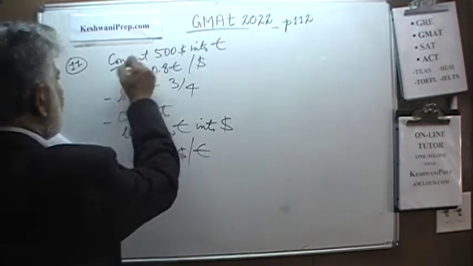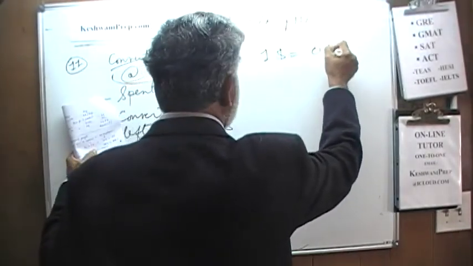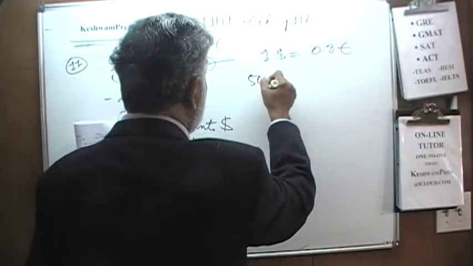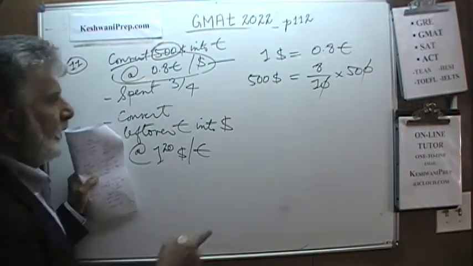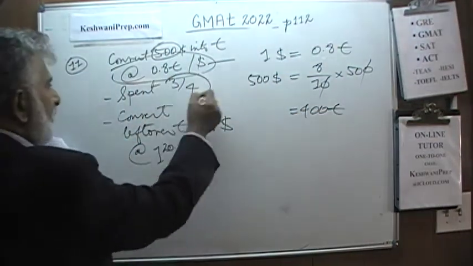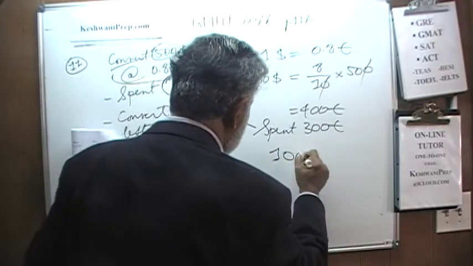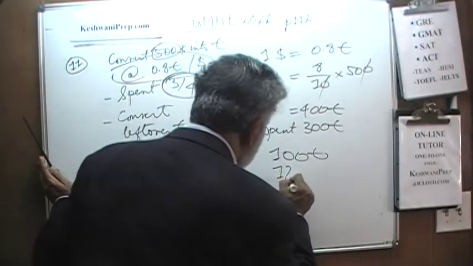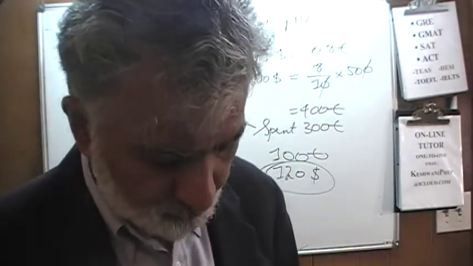So we know the exchange rate here is 0.8 euros for $1. So $1 is equal to 0.8 euro. It tells us right here. We're going to convert $500. If $1 is this much, $500 has to be 8/10 times 500. Divide top and bottom by 10, and we end up with 8 times 5 is 40, so it looks like we're going to get 400 euros. We're going to spend 3/4 of it, which means we're going to spend 300 euros. We have 100 euros left over. We're going to convert them back at the exchange rate of $1.20 per euro. There you go. We're going to get $120 at the end. Our remaining 100 euros will convert back into $120.